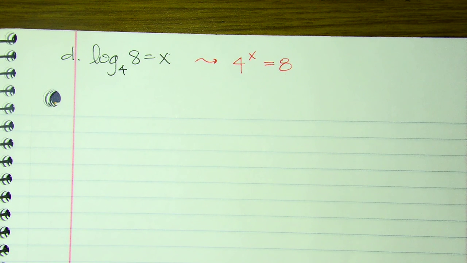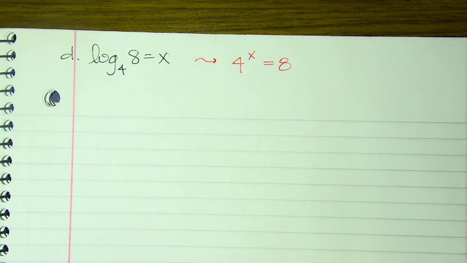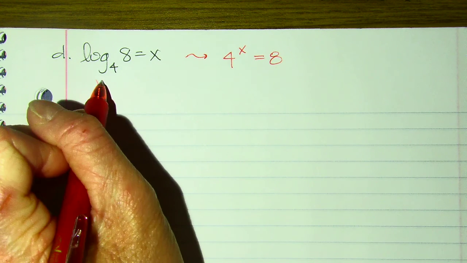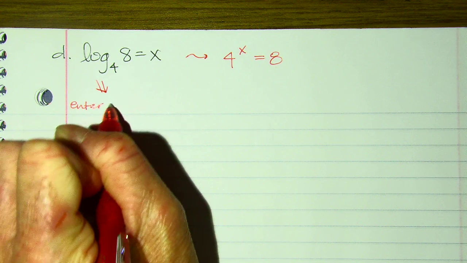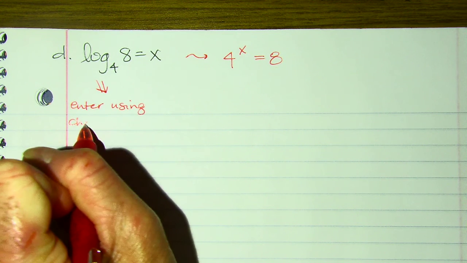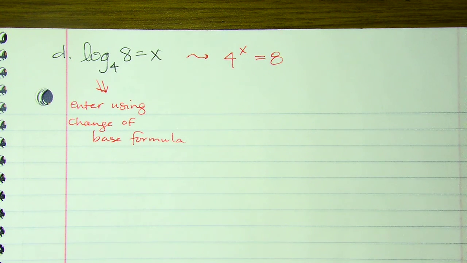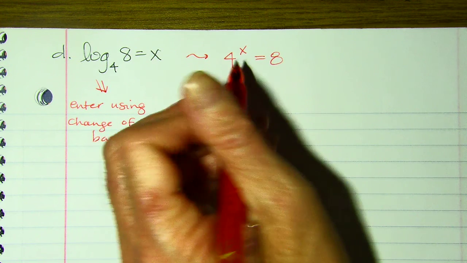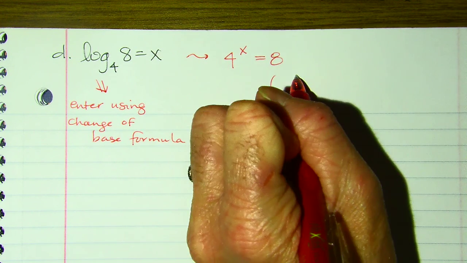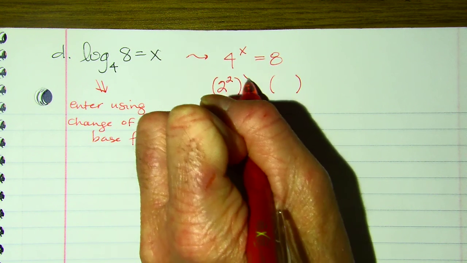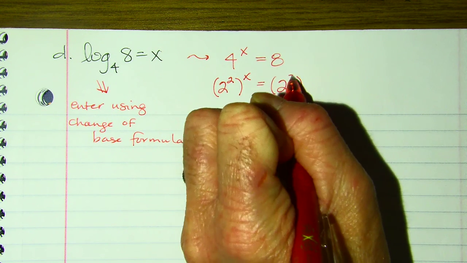So in order to solve this, there are a couple ways you could solve it. The easiest would be to enter this in our calculator. So I'm going to show you two ways. One way is I could just enter this in my calculator using change of base formula. That's one method. Or I could rewrite so that both of these numbers are written as the power of the same number. So for example, 4 is 2 squared to the x equals 8 is 2 to the third.